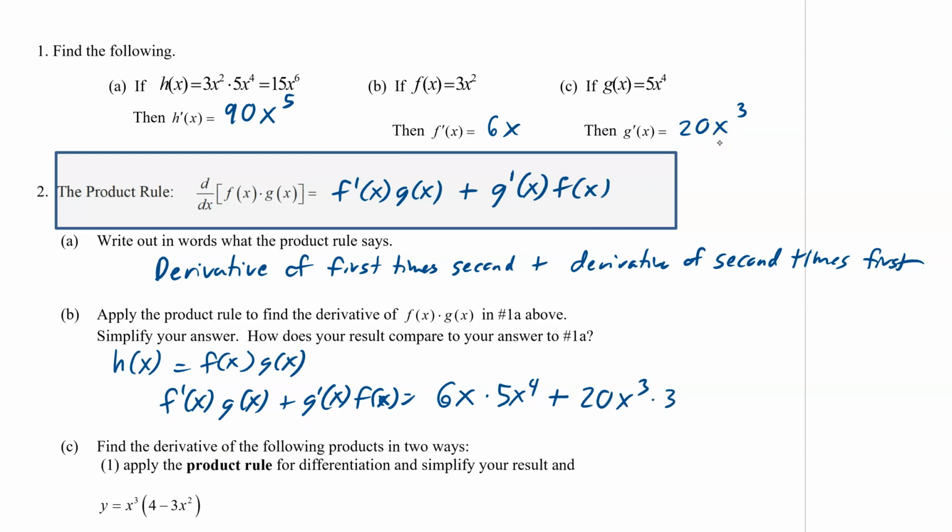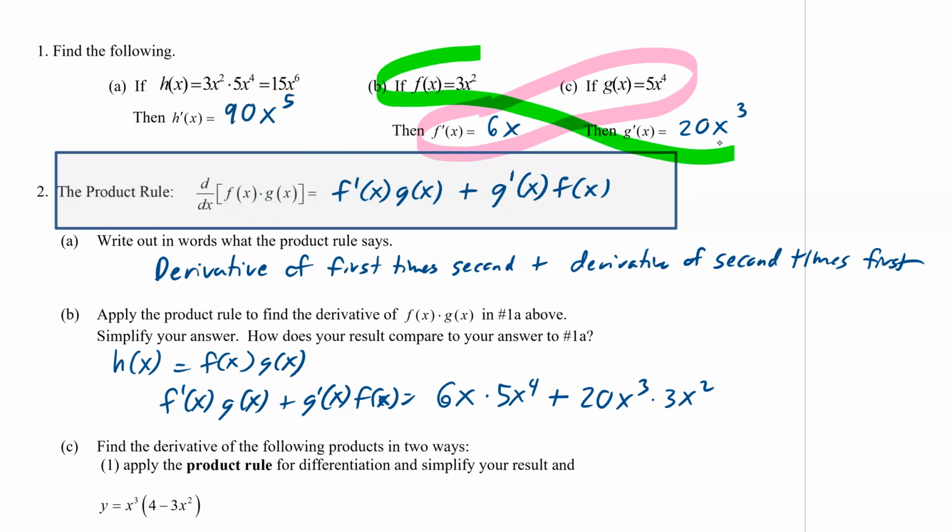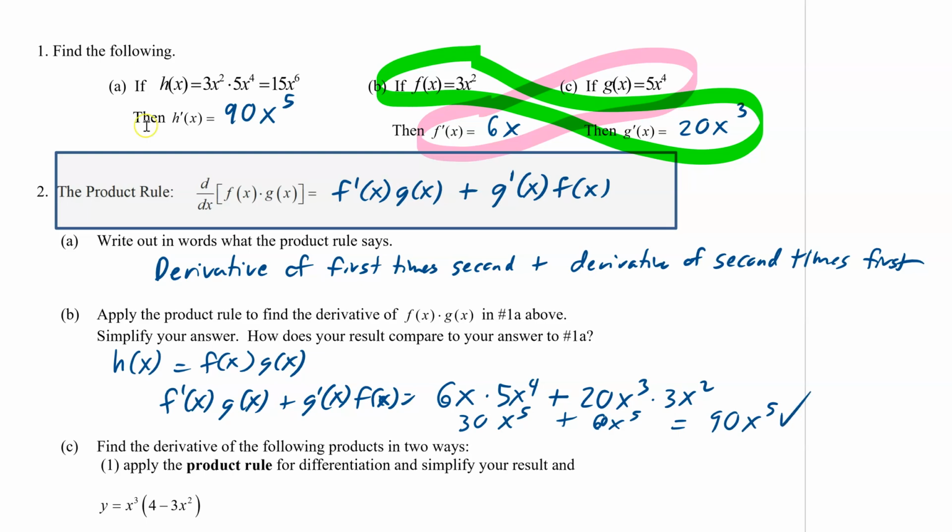times the first one. So you can see what we're really doing is this little cross multiply thing. It's these two first, and then these two second. So we're going 6x times 5x to the fourth, and then 20x cubed times 3x squared. So it's this one times this one, plus this one times this one. And then if we put it together, we get 30x to the fifth, plus 60x to the fifth, which equals 90x to the fifth. And that checks with what we got from before.